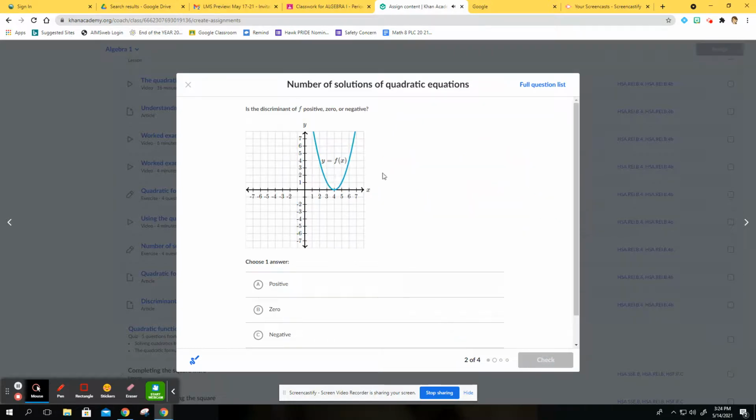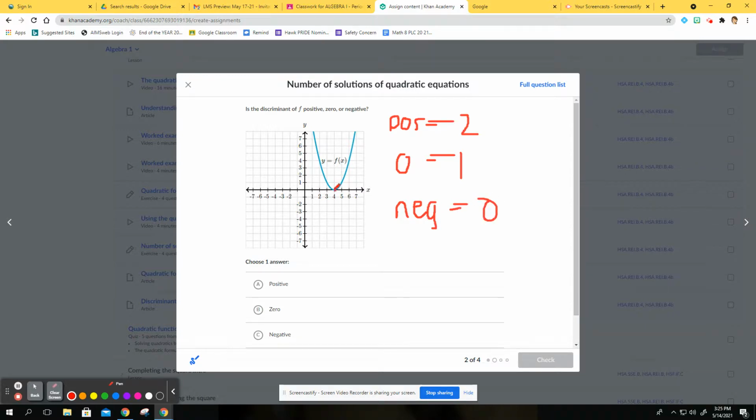Okay. We can also see if our discriminant is positive, negative, or 0 based on a graph. So remember, if my discriminant is positive, that means we have two real solutions, so two x-intercepts. If it's 0, we have one real solution. And if it's negative, that means we have no real solutions. So this graph has one real x-intercept right there, so one real solution. So that means our discriminant was 0.